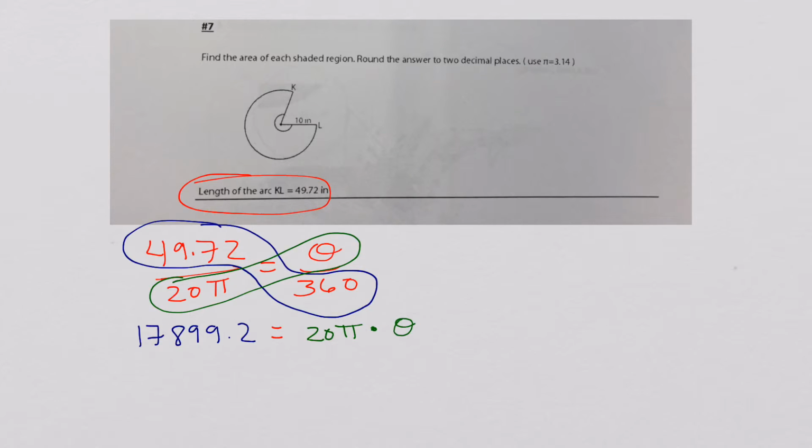We still want to get the theta alone, so the thing that's bothering it now is this 20 pi. Again, it's being multiplied, so we do the opposite. Let's divide both sides by 20 pi.